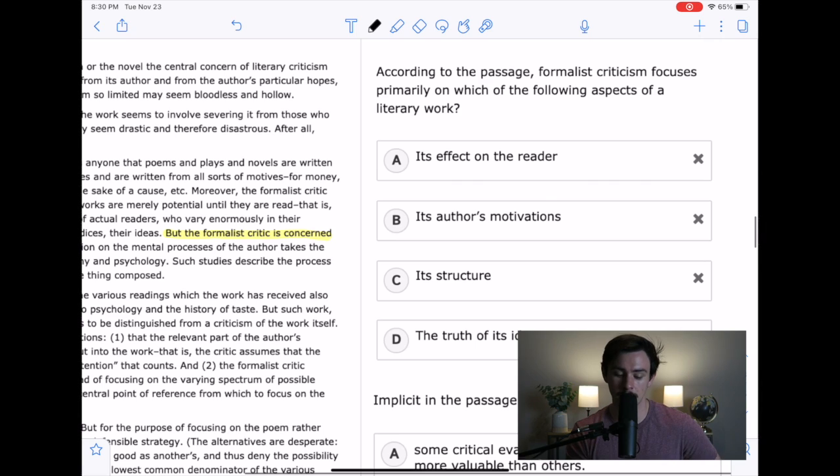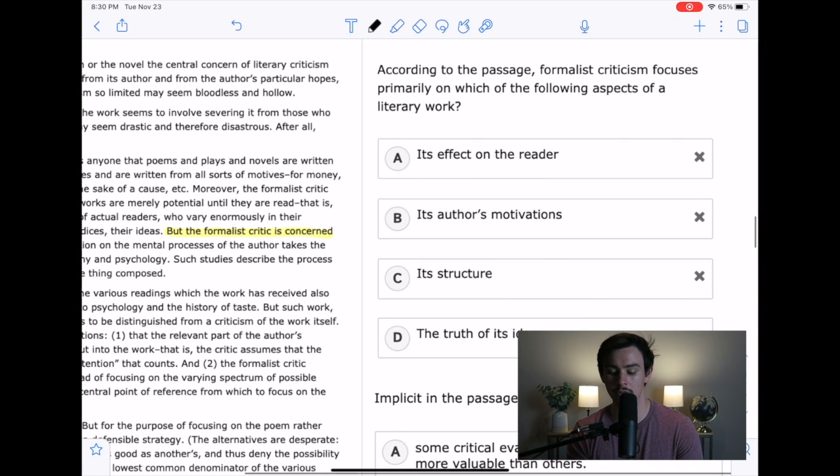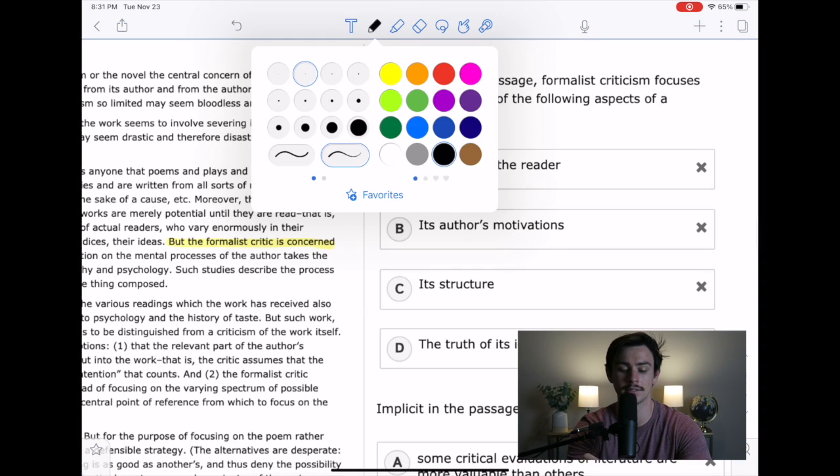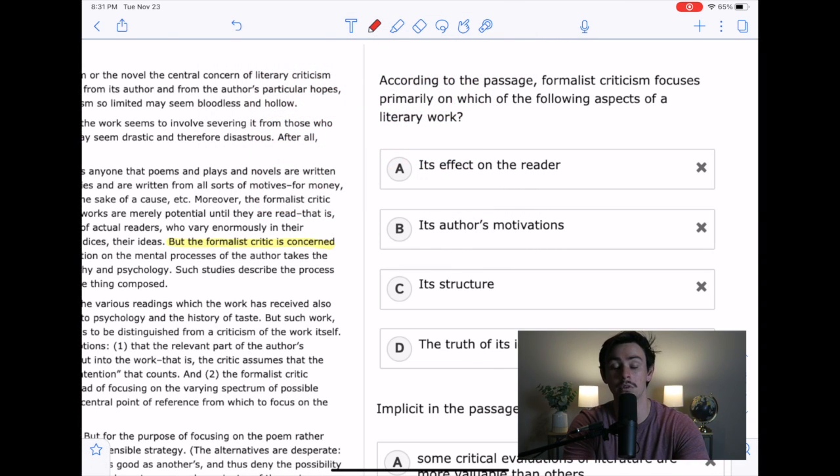And then let's get into the questions. It says, according to the passage, formless criticism focuses primarily on which of the following aspects of a literary work. First thing I always do is put the question in my own words, unless it's one of those weird ones like, what's the main idea? I'm not going to rephrase that. But I will rephrase this. I would rephrase this as, according to my main idea, which of these is important for the formless critic?